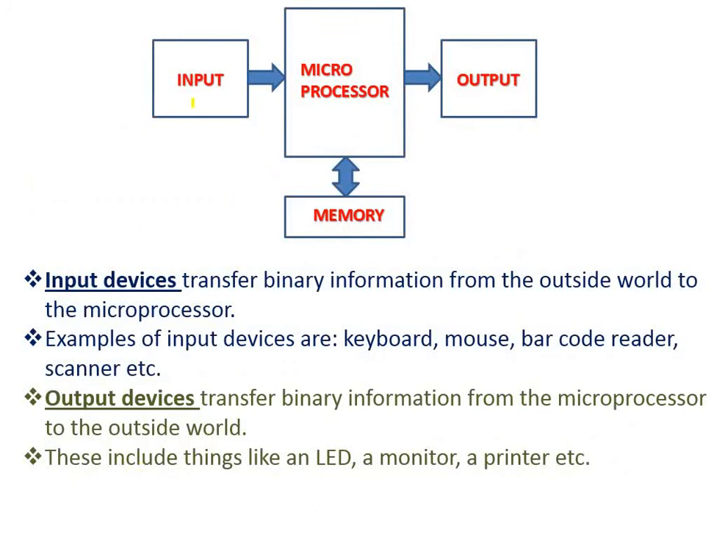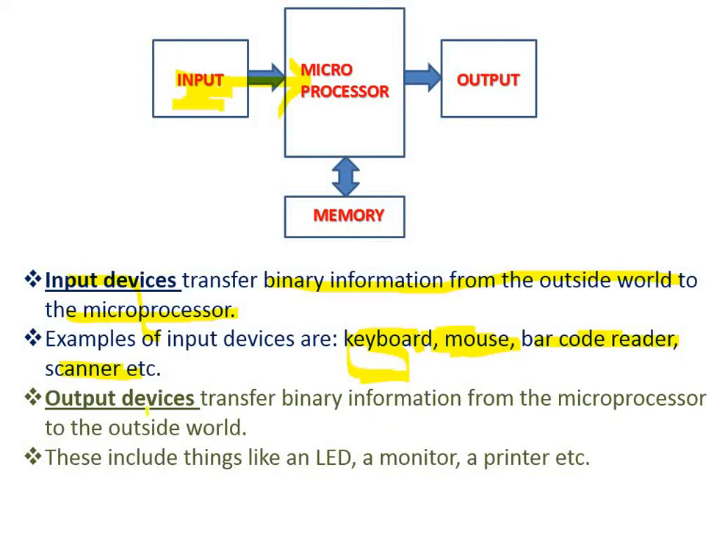We have also seen input devices, which transfer the binary information from the outside world to the processor. This input is given to the processor in the form of binary, 1010 format. These input devices are like the keyboard, through which you can type letters, 1, 2, 3, everything. Through the mouse also, by clicking, you can give input. Through a barcode reader or scanner also you can give input.